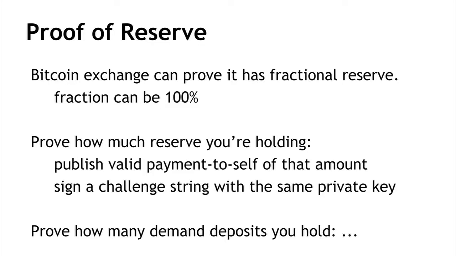One more thing to note before we go on and talk about how you prove how many demand deposits you hold, that's the tricky part, is that in proving how much reserve you're holding, you could underclaim. That is, the organization might have 150,000 bitcoins, but choose to make a payment to self of only 100,000. And so this proof of reserve doesn't prove that this is all you have, but it proves that you have at least that much.